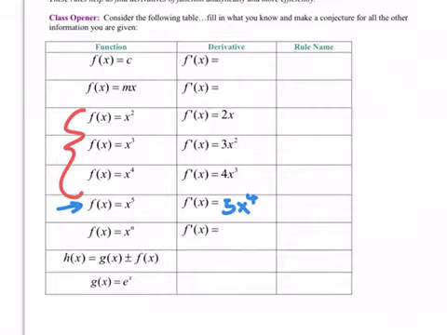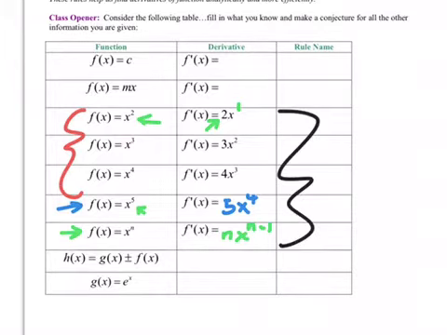And what you'll notice is that if I have x to the second as f of x, the 2 comes down in front and the power reduces by one integer value. So x to the fifth becomes 5x to the fourth. So x to the nth power would become n times x to the n minus 1. Each of these is an example of a rule called the power rule.